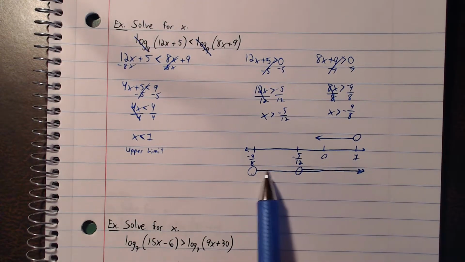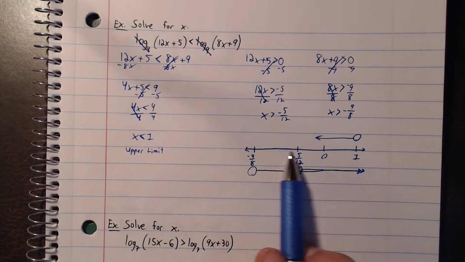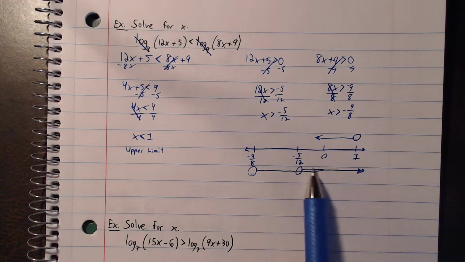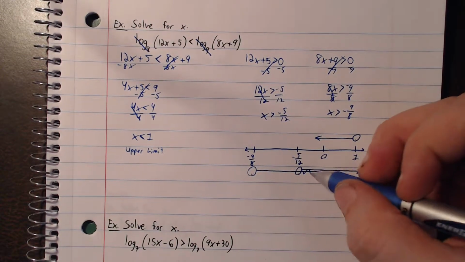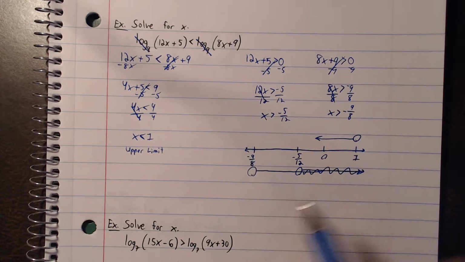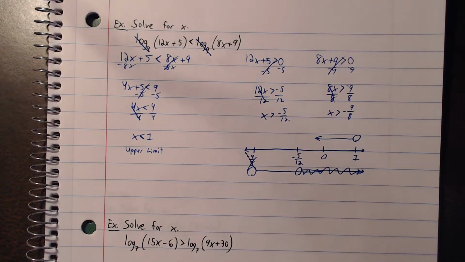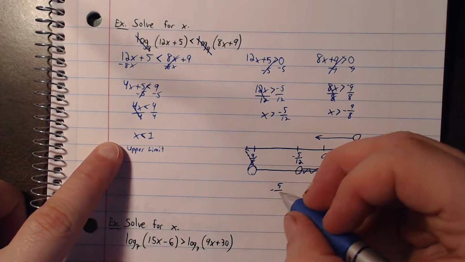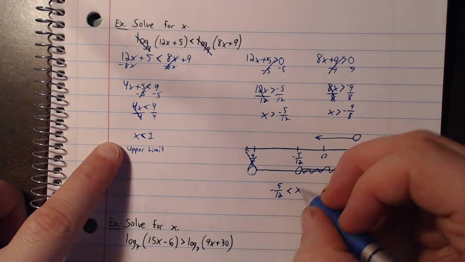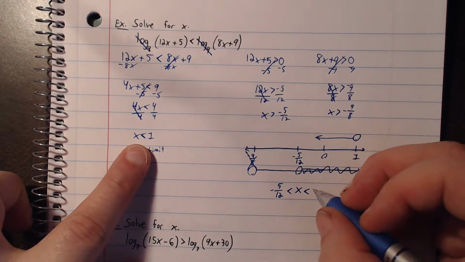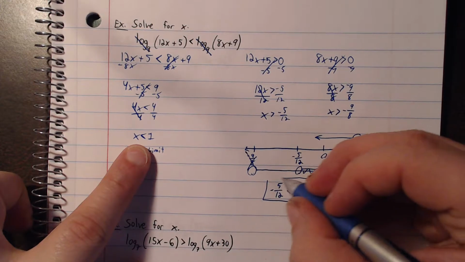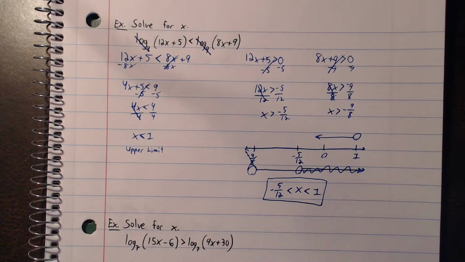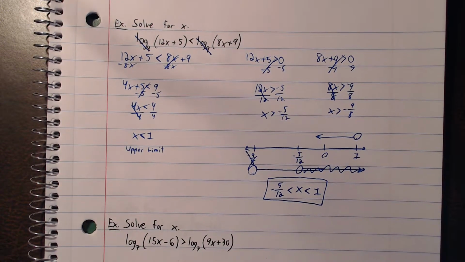Here there's no overlap, so I can't necessarily choose values in here and satisfy this equation. But if I choose numbers here, it's going to work for both because it overlaps. So I don't want to use this one. That didn't work. This one did. So we're going to write our solution. I want my lower limit first. Negative 5 over 12 has to be less than x, and that has to be less than 1. That's our solution.